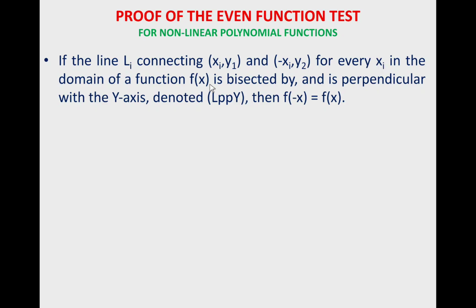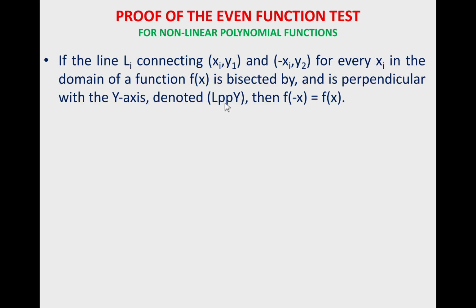For every x in the domain of a function f of x is bisected by and is perpendicular with the x-axis, denoted by L, which is the line PP perpendicular to the y-axis, then f of minus x is equal to f of x. If we recall just now when we were talking about the linear, we said the line connecting these 2 points, for any value of x, this line is linear and is symmetric around the y-axis. So that means this line is bisected by and is perpendicular to the y-axis.